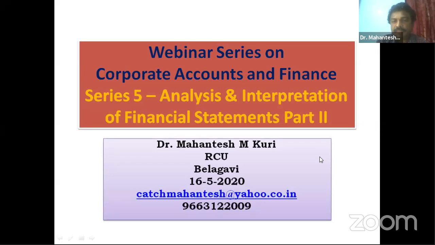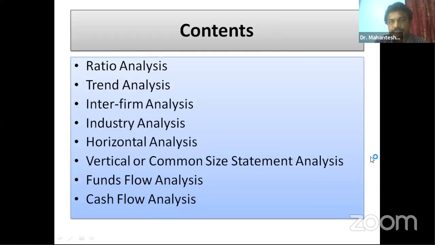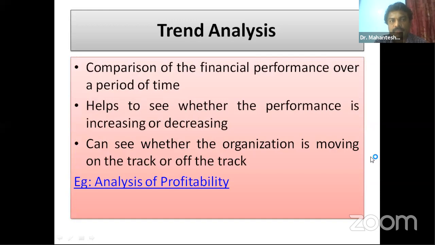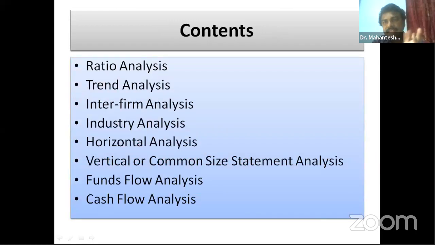So let's begin with today's discussion. The contents of the financial analysis as a whole go like this: ratio, trend analysis, interfirm analysis, industry analysis, horizontal analysis, vertical or common size statement analysis, funds flow analysis, and cash flow analysis. There are many more tools to use. Actually, there is budget and budgetary control analysis, variance analysis, EVA, and so many others. I have taken the prominent ones as tools to analyze the financial statements of an organization.